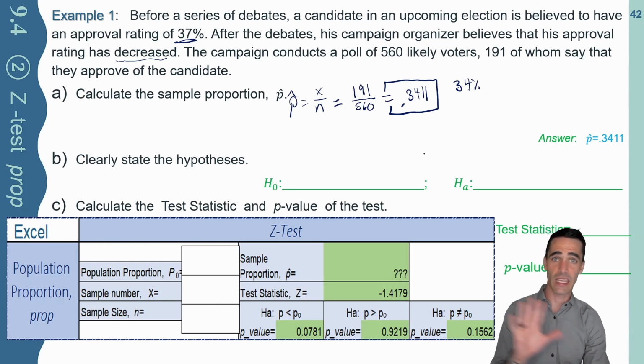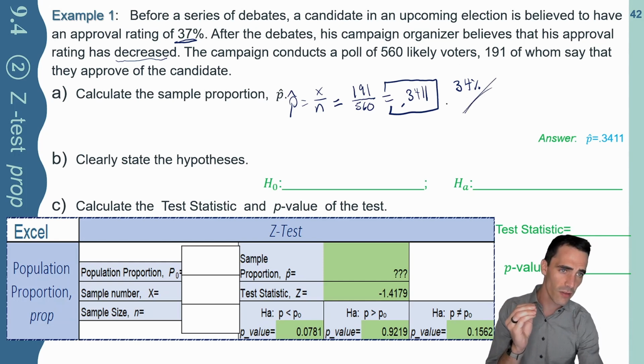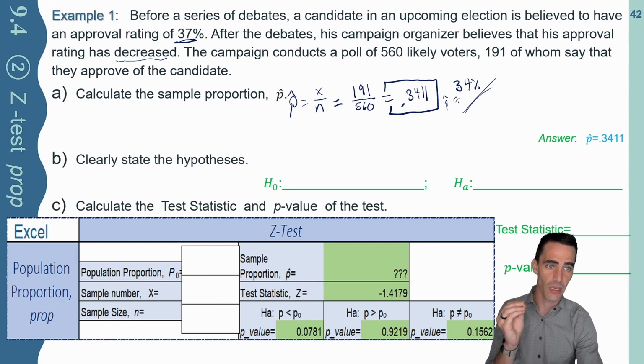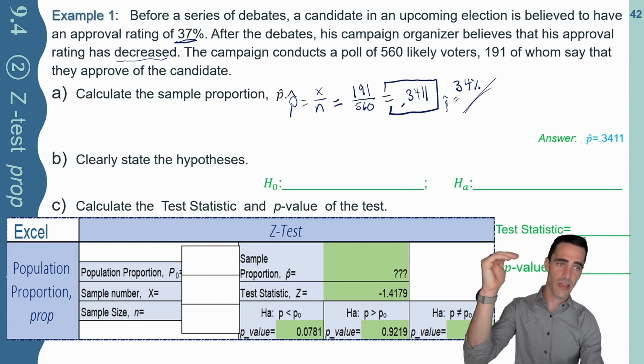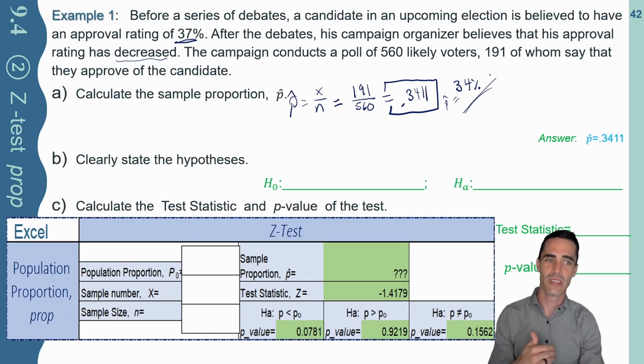And so it looks like, anecdotally, again, without getting into the actual test, that this campaign organizer believed that it's less than 37. Well, suspicion slightly confirmed, because it looks like, at least anecdotally speaking, that we are less than. It was 37, but we have a sample proportion that's 34. But again, the critical statisticians would say, yes, well, yeah, they're close, but is it even statistically significantly different?